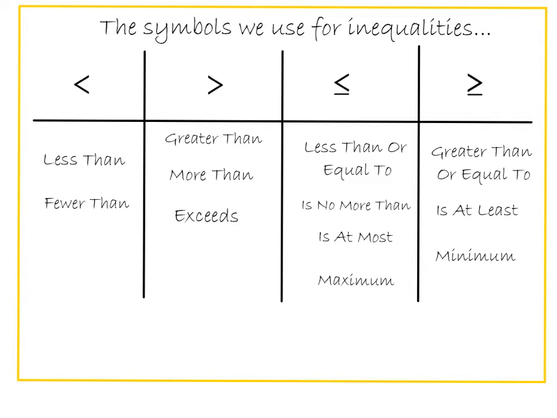And then on the flip side of that, we have the greater than or equal to. You might also hear that as is at least or the minimum. So when you go to an amusement park, sometimes there's a height requirement in order to ride a ride. So if you need to be at least 48 inches tall to ride the ride, that would mean you'd have to be exactly 48 inches or more than 48 inches. That would be why we use the greater than or equal to symbol.